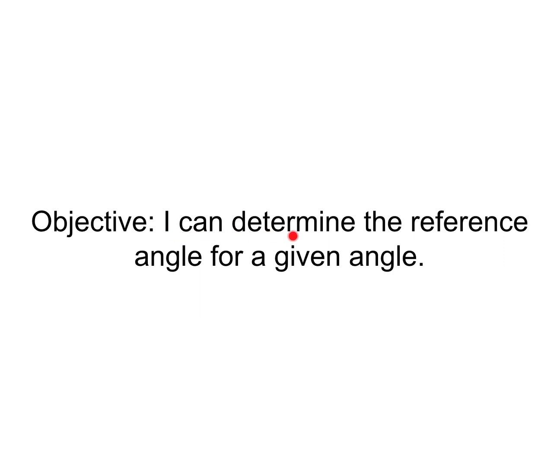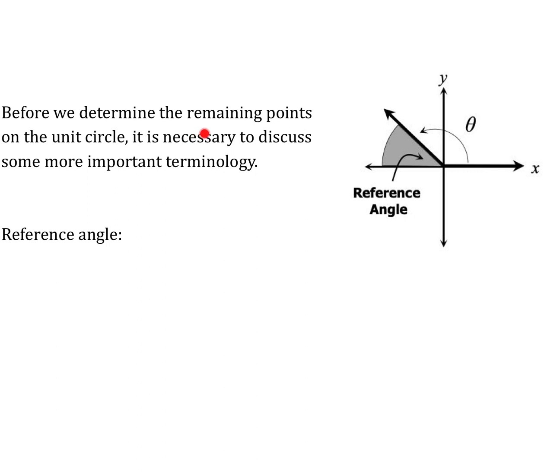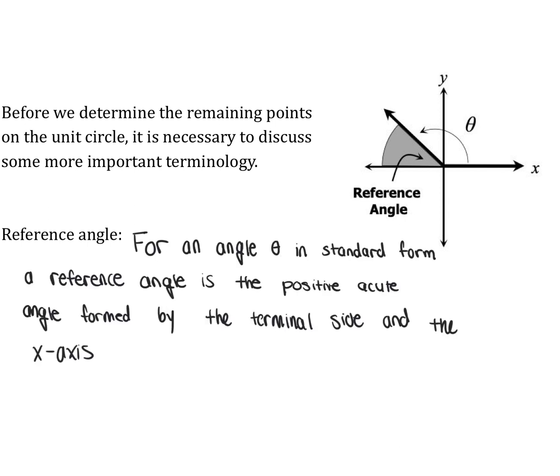Our lesson objective is I can determine the reference angle for a given angle. Before we determine the remaining points on the unit circle, it's necessary to discuss some important terminology, which is specifically a reference angle. For an angle theta that's in standard form, a reference angle is the positive acute angle formed by the terminal side and the x-axis.